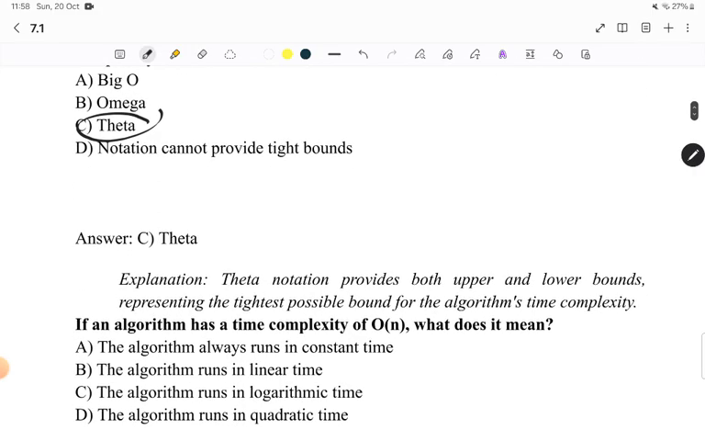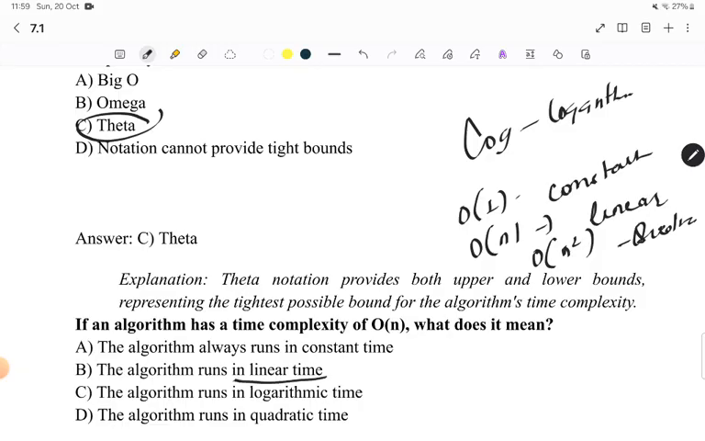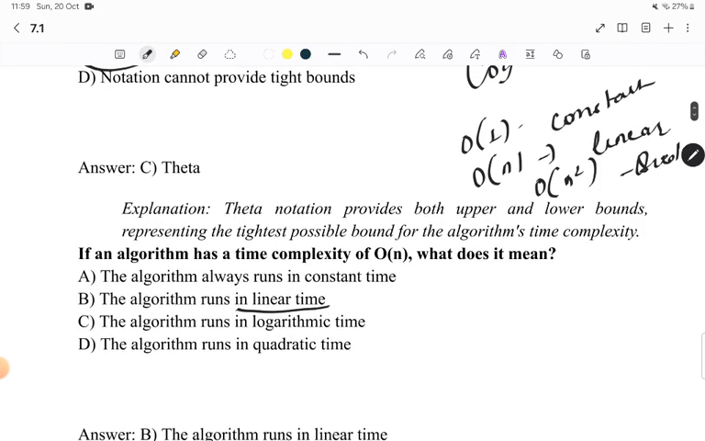If an algorithm has a time complexity of O of n, what does it mean? O of 1, we already studied, gives constant time. Now what is O of n? O of n gives linear time. O of n square gives quadratic time. And if there is log in this, it gives logarithmic time. So O of n is used to give linear time. So this is the correct answer. Next one.